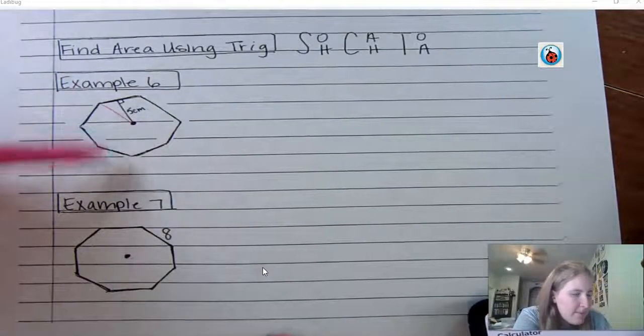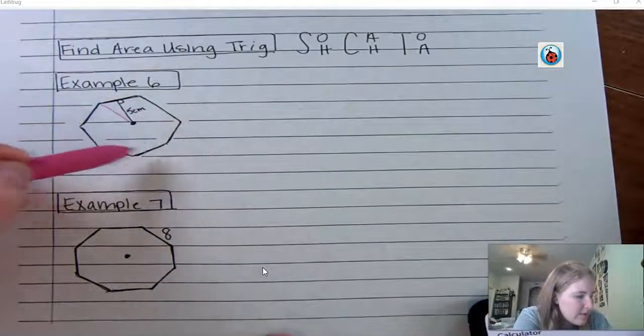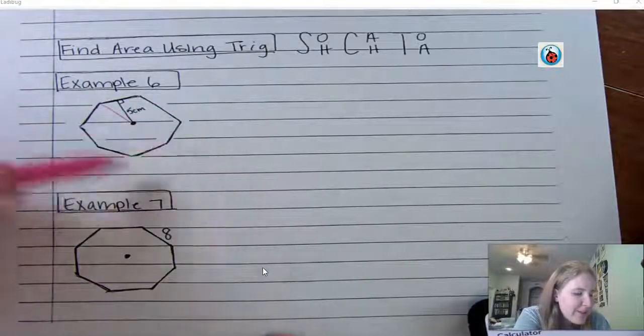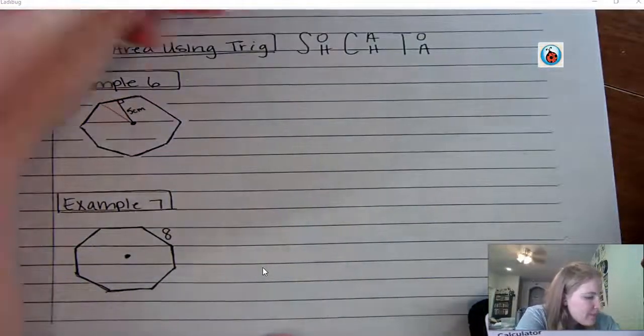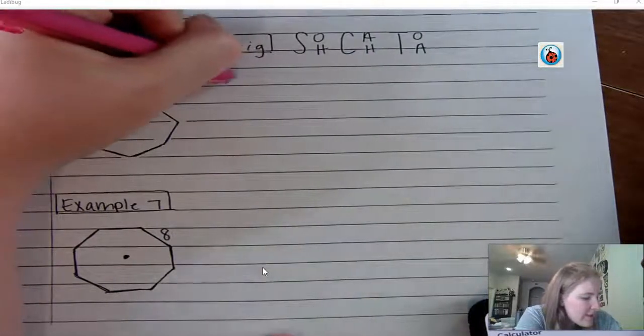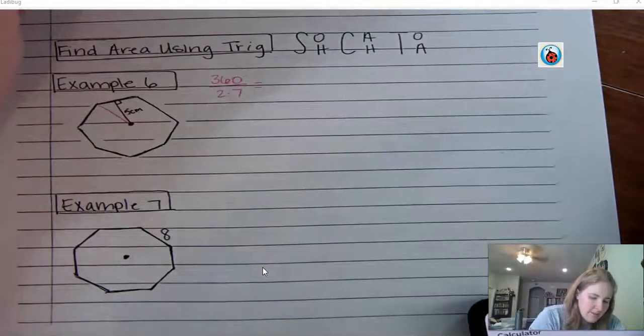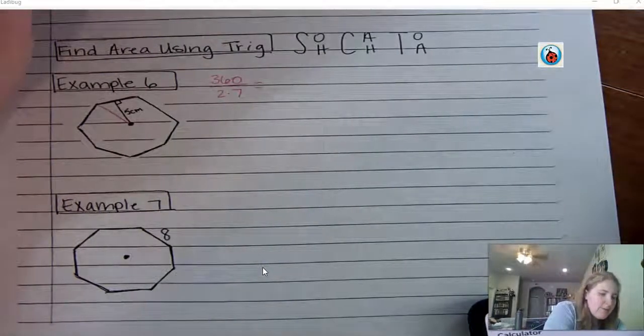This is a 7-sided shape. 1, 2, 3, 4, 5, 6, 7. We're going to assume that it is regular. It doesn't look like all the sides are the same, but we're going with it. So 360 divided by 2 times 7 is still going to be our first step.